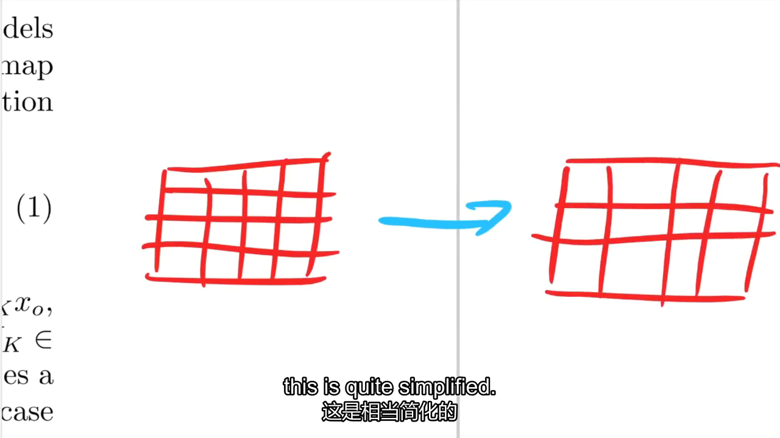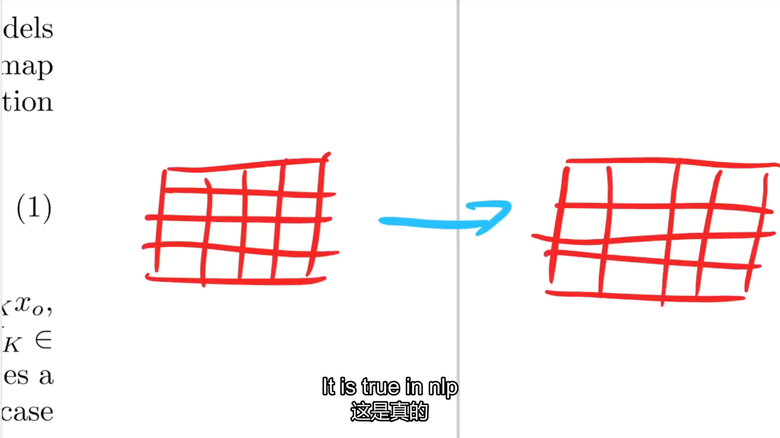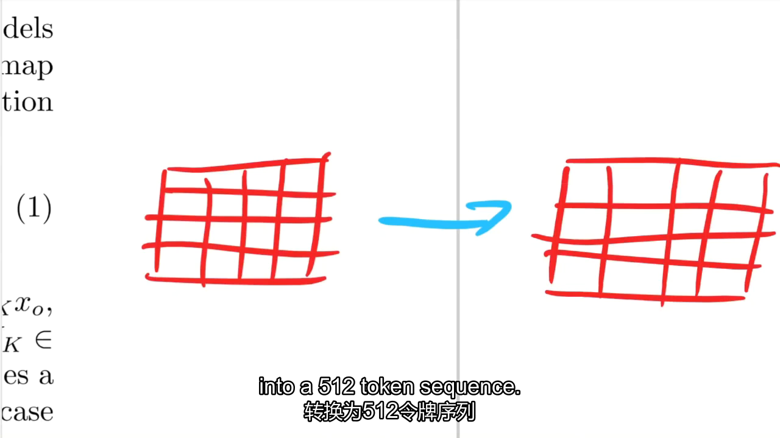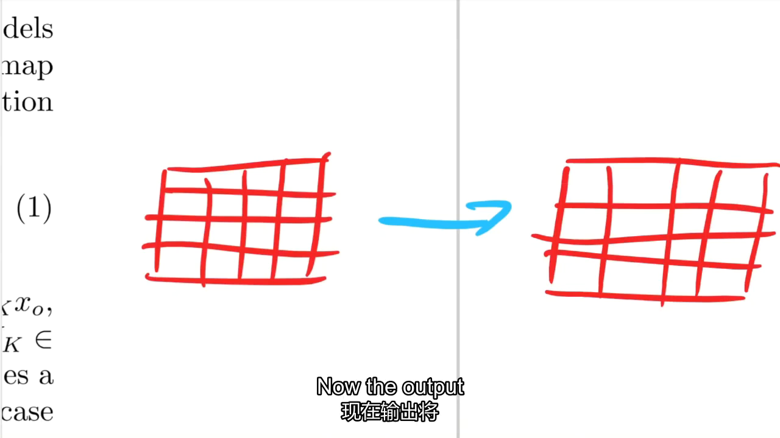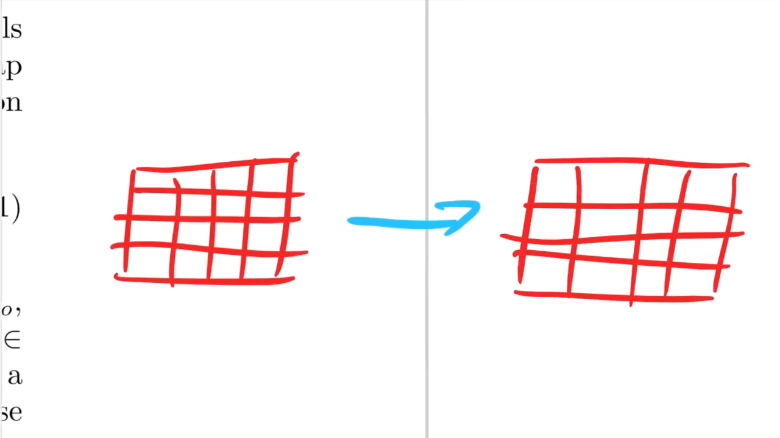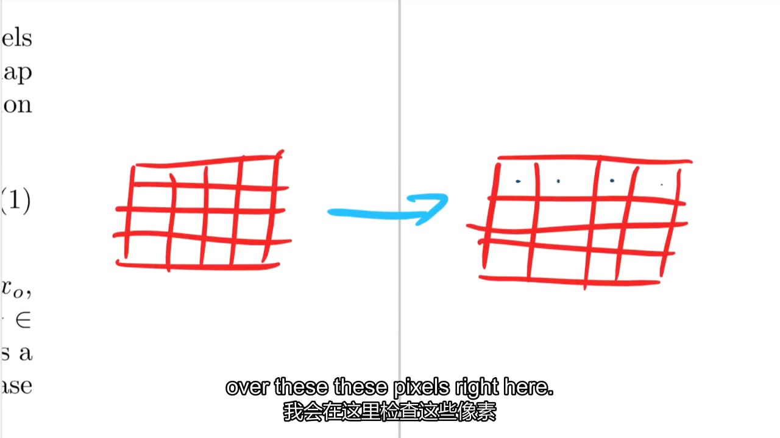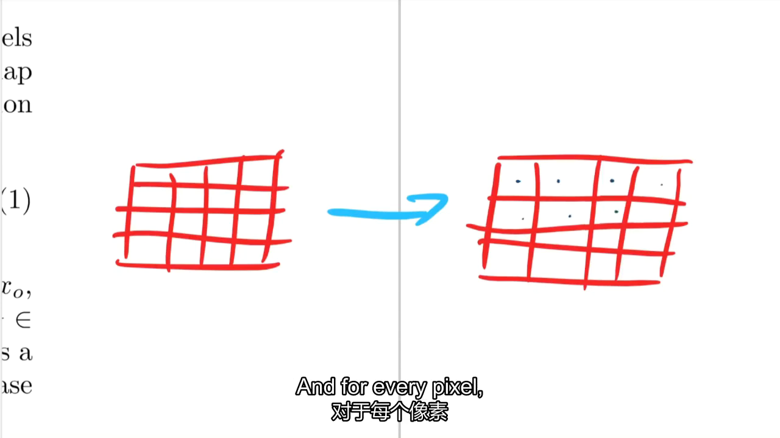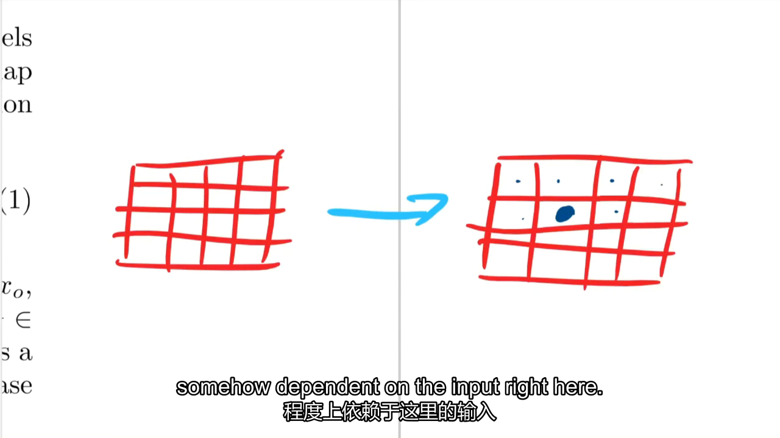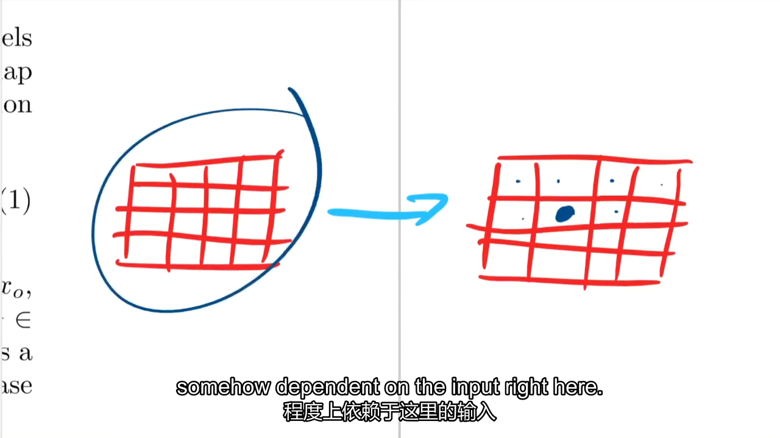Now this is, as I said, quite simplified, but it is true in NLP, where we always transform our whatever 512 token sequence into a 512 token sequence, and it is true here. Now the output is going to be here on the right, and the question always is, okay, so I'll go over these pixels right here, and for every pixel, let's say for this pixel, I'm going to ask what data goes there. What's the output of the layer at that particular pixel? And the output of the layer is going to be somehow dependent on the input right here.